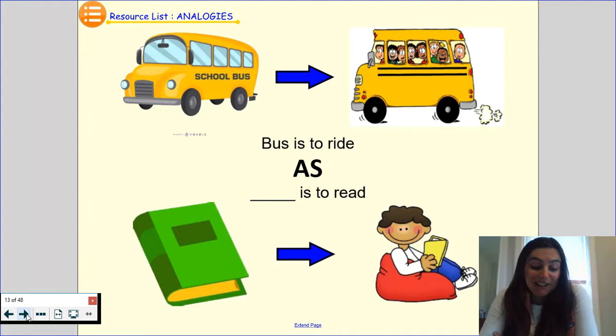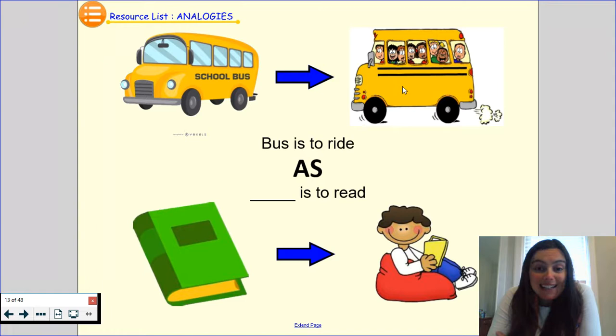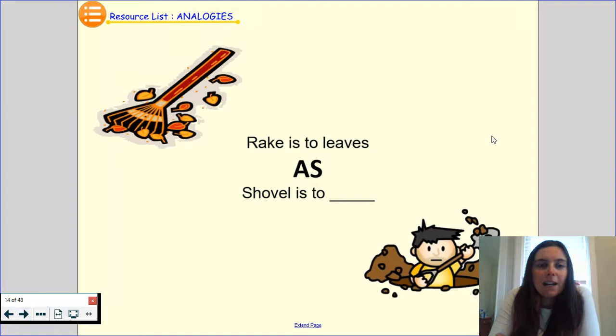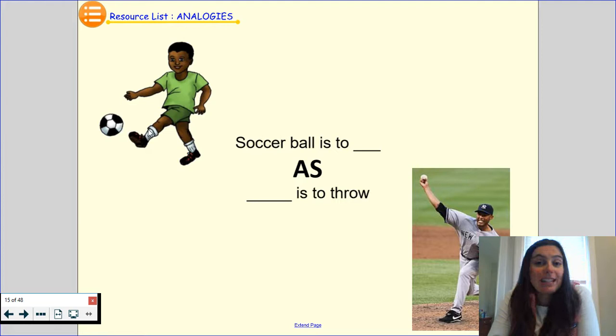For example, a bus is to ride as a book is to read. So they go together. You ride on a bus and you read a book. Another analogy is a rake is to leaves as shovel is to, what do you guys think? Dirt. Soccer ball is to kick as baseball is to throw. So with a soccer ball, you kick it, and with the baseball, you throw it.